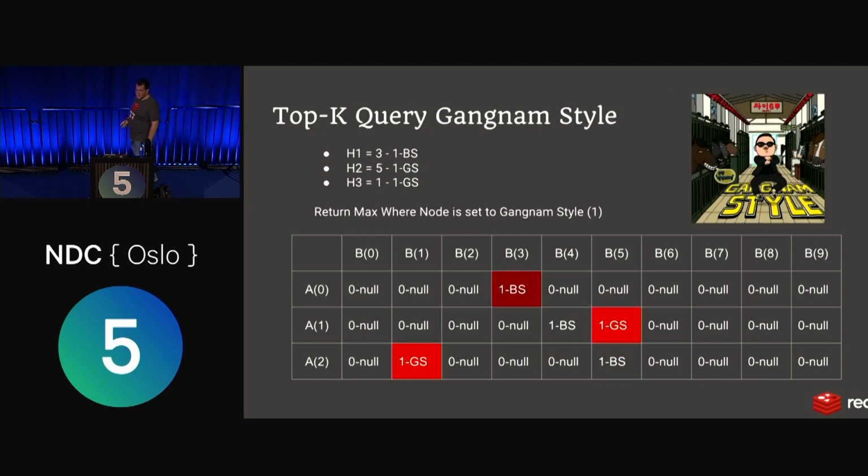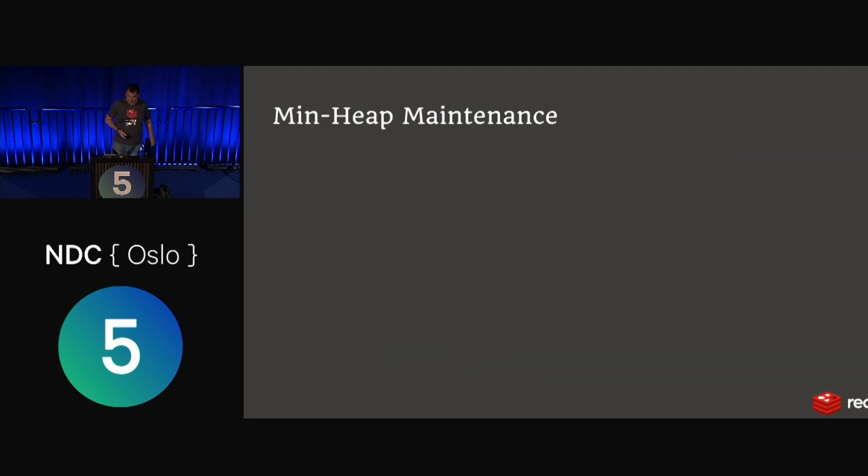Then to query a top K to see what the current expected flow of this thing is, we run the same thing that we did with the count min sketch, but instead of taking the minimum, we take the maximum. We use the maximum value that we're pulling out of this. So in this case, for Gangnam Style, it's 1, so we report that it's 1.